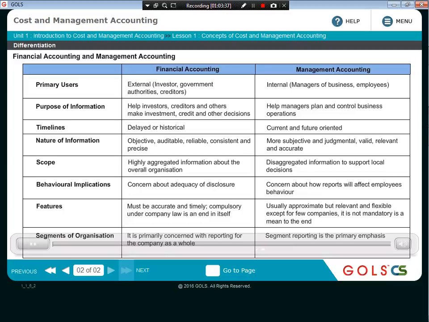Whereas management accounting is usually approximate but relevant and flexible. Except for a few companies, it is not mandatory. It means that when the data is to be presented, and how it is to be presented, it is not timely.